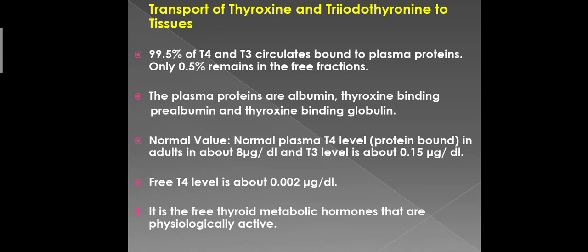The normal plasma T4 level in the bound form in adults is about 8 micrograms per deciliter, and T3 level is about 0.15 micrograms per deciliter. Free T4 level is about 0.002 micrograms per deciliter. It is the free thyroid metabolic hormones that are physiologically active.